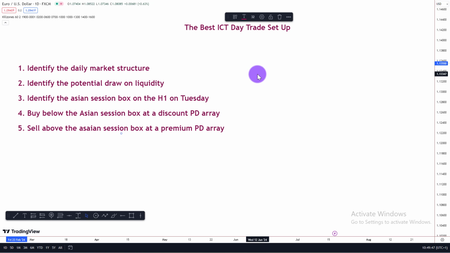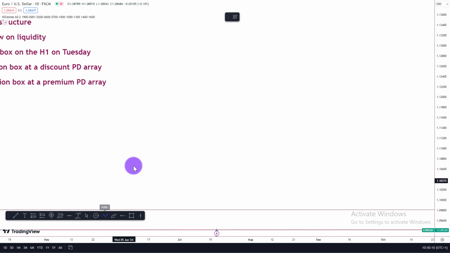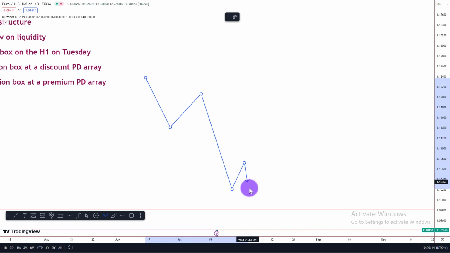So once you identify the current market structure on the daily time frame, the next thing you need to do is identify the next draw on liquidity on the daily time frame. Where is the market most likely going to trade to? So if we're in a bullish market structure, we'd like to see price action trade into the next draw on liquidity.